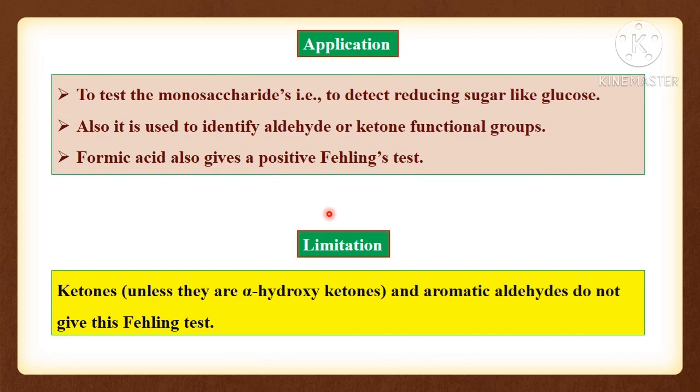Okay, now let's see the application of Fehling reagent. Here I have mentioned some of its applications. This reagent is used to test the monosaccharide, that is to detect reducing sugar like glucose. Also it is used to identify aldehyde or ketone functional groups. Formic acid also gives a positive Fehling test.